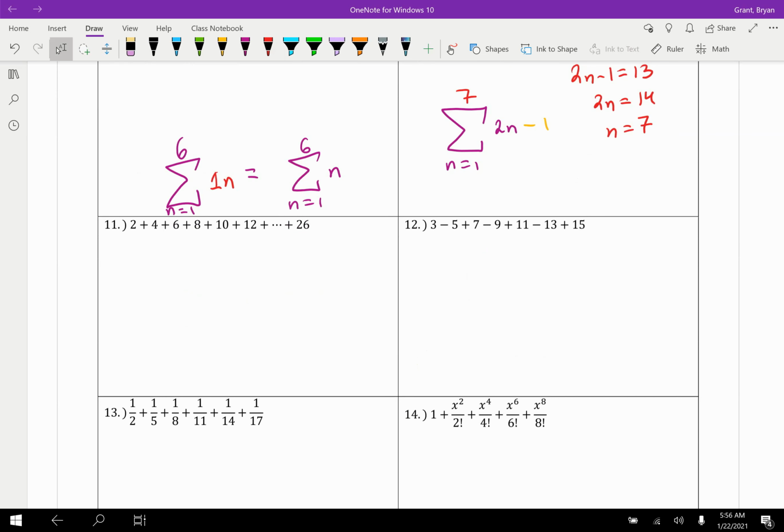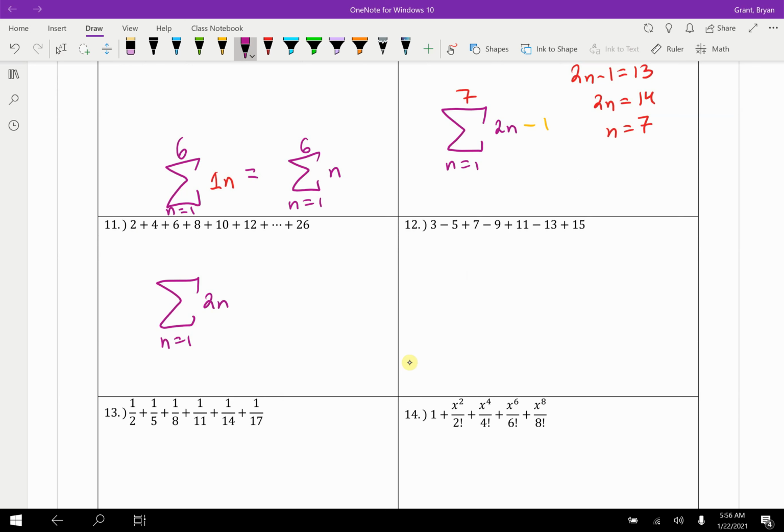Why don't you guys try these next couple and then come back again? Hopefully this 11th one wasn't too terrible. You're starting to get the hang of things now. You're saying, ooh, look at this. It goes plus 2, plus 2, plus 2, so I know this is going to be 2n.